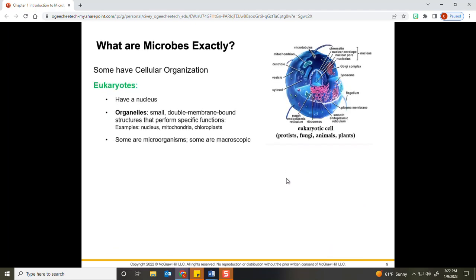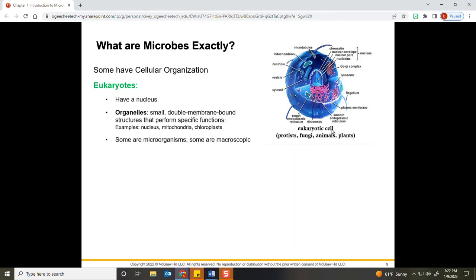Alright, so what are microbes exactly? So like we mentioned previously, some are cellular and some are acellular. We'll start with the cellular ones first. Our eukaryotic cells, again, have a nucleus. If we look at this picture here, it's going to show you various organelles, and that should be familiar to you from A&P or from biology.